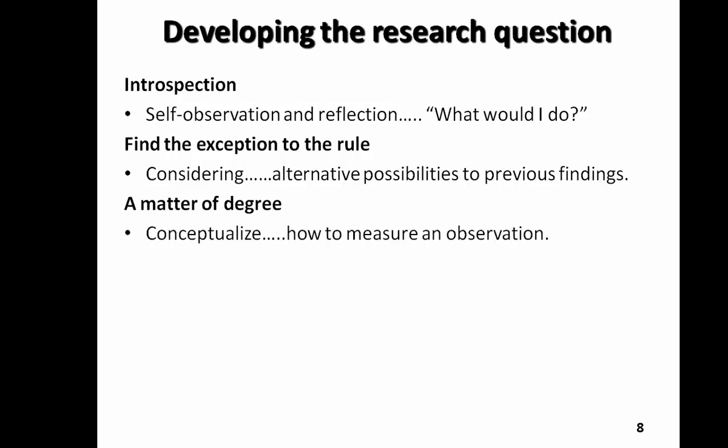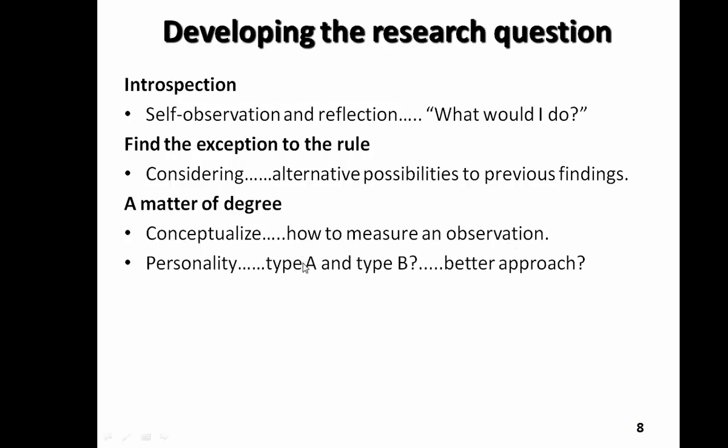A matter of degree refers to measuring a concept. And so once a general area of interest has been identified, concepts need to be developed. But once those concepts are developed, they have to be observed from a research perspective. And so coming up with a way to develop a valid and reliable way to measure a concept becomes critical to the research process. One such example is personality.